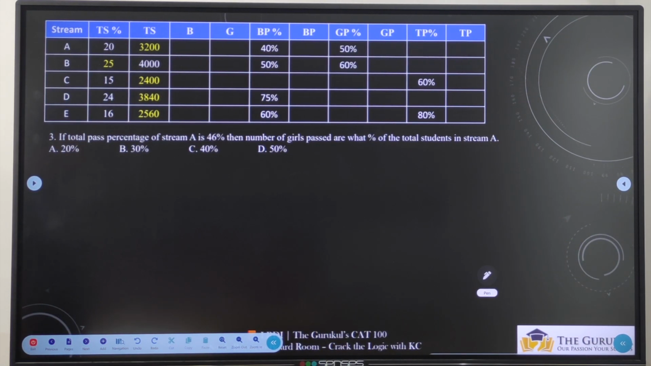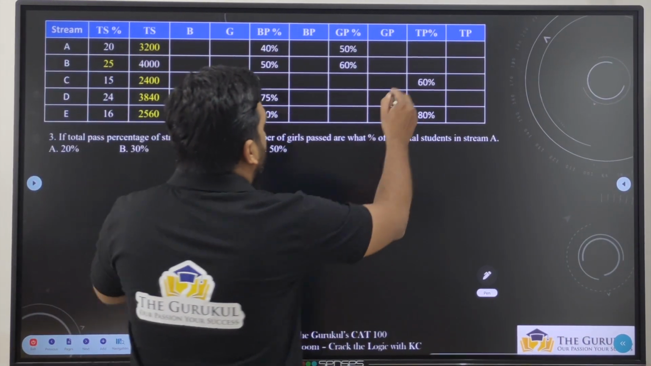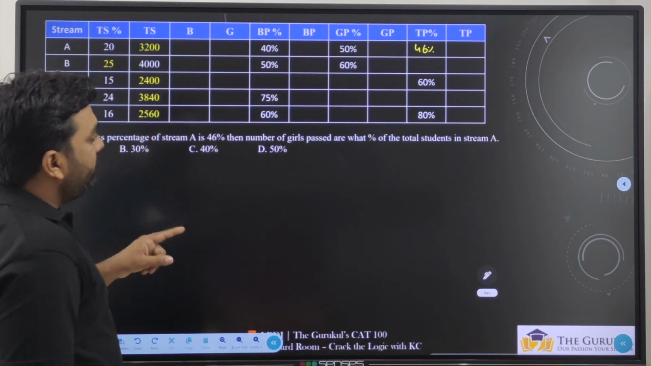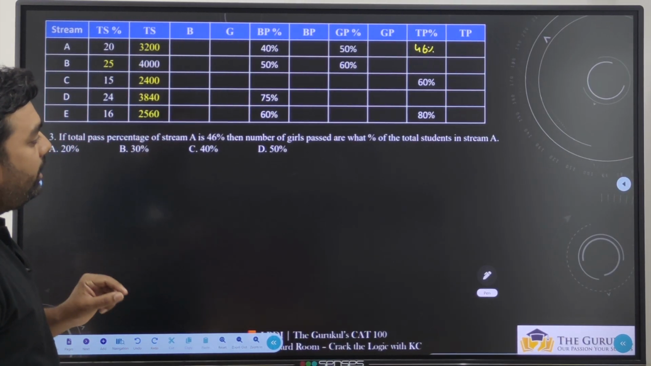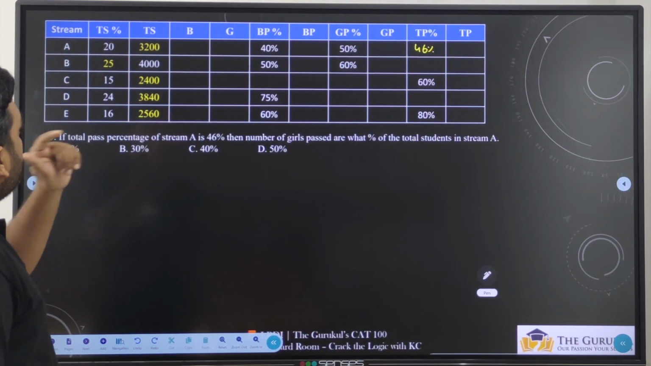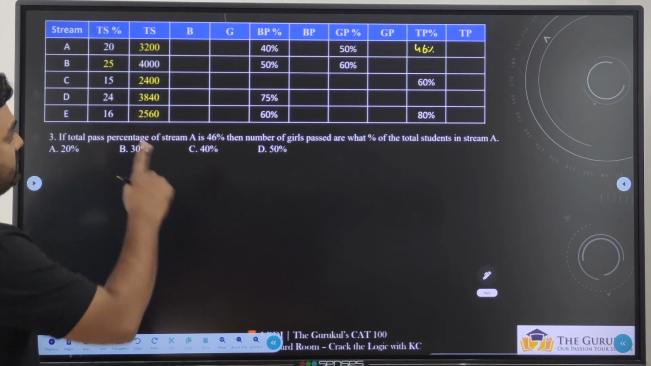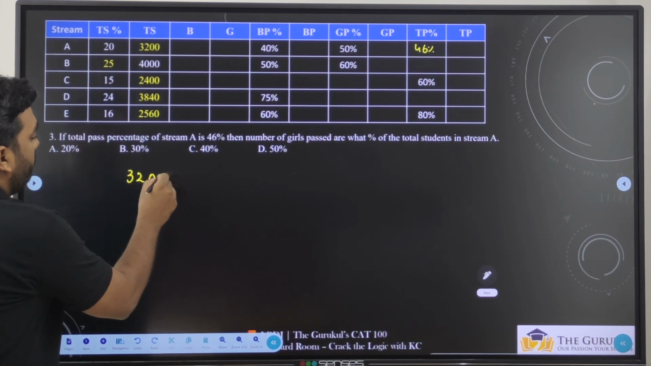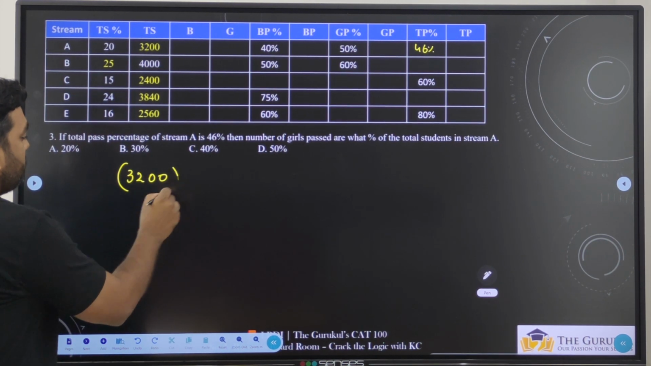Perfect. Next one. Now, if total pass percentage of stream A is 46%, then the number of girls passed are what percentage of the total students in stream A? Very good. So if total pass percentage is 46, let's calculate how many people are passing first. Out of 3200, 46% passed the exam.